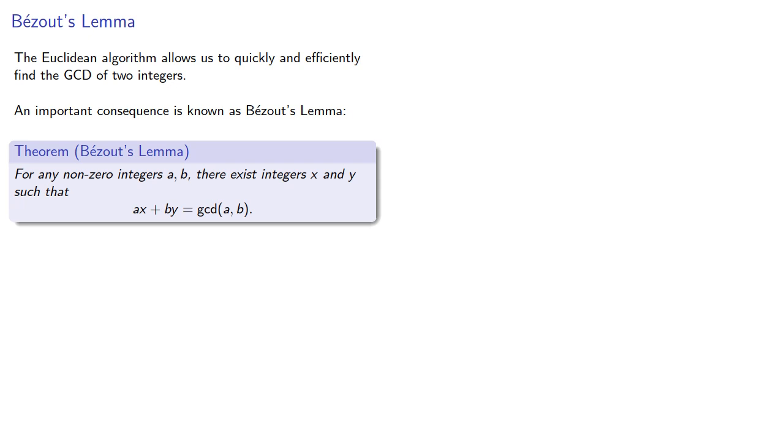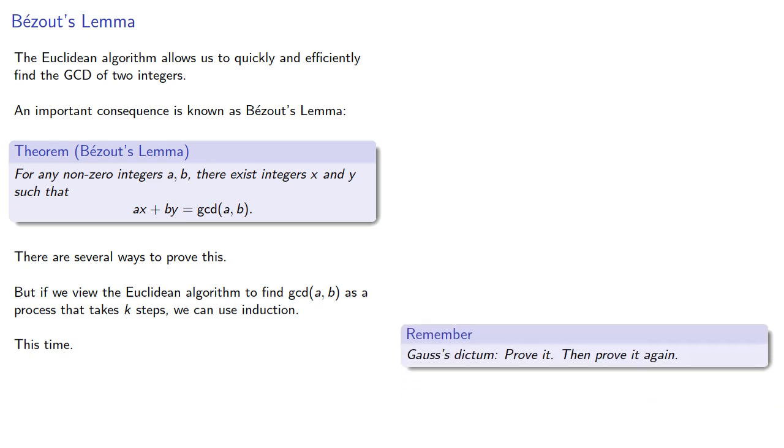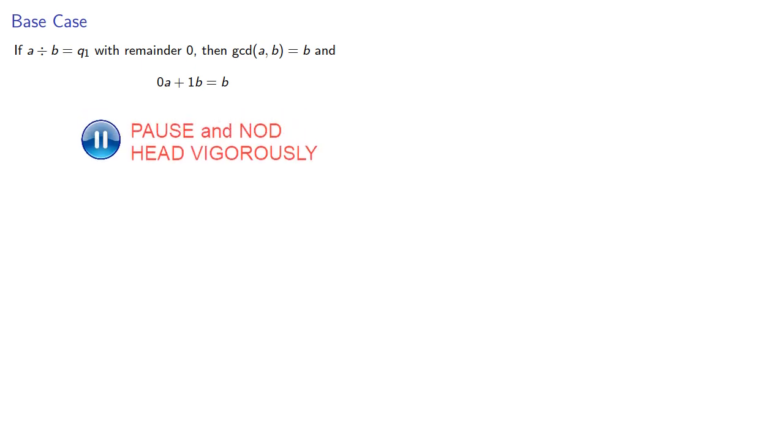There are several ways to prove this, but if we view the Euclidean algorithm to find the greatest common divisor as a process that takes k steps, we can use induction. This time, remember Gauss's dictum: prove it, then prove it again. So let's consider. If a divided by b is some quotient with remainder 0, then the greatest common divisor is just going to be b, and so we have the linear combination 0a plus 1b equal to b.